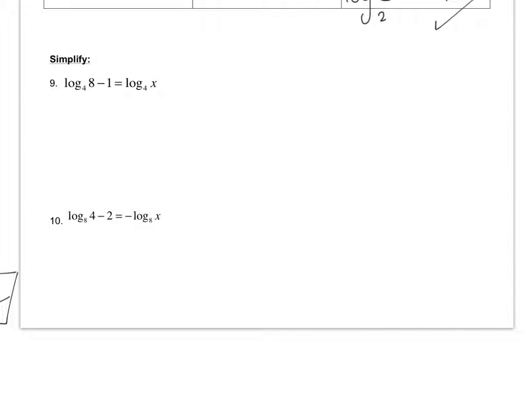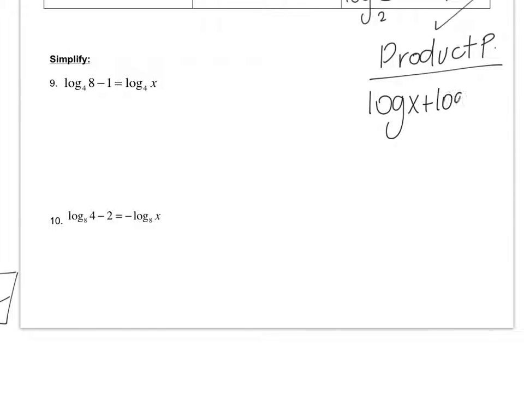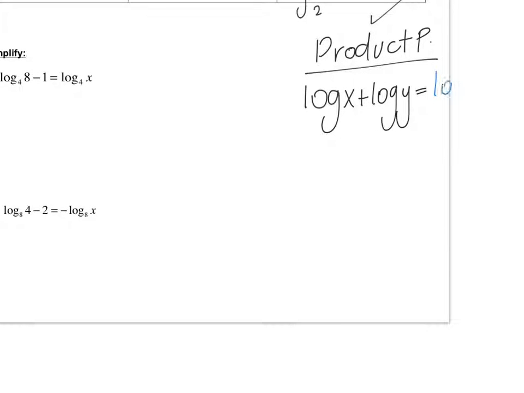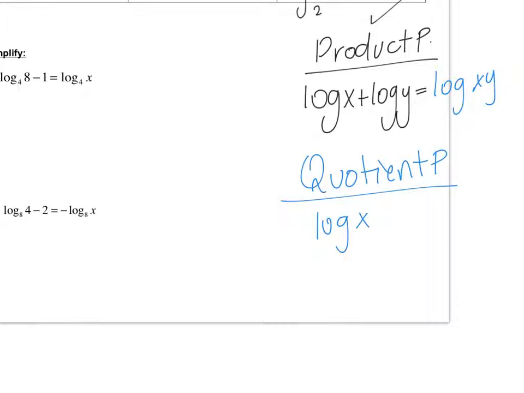So you need to remember all the log properties that we have learned before, and there are basically 3 of them. Let's write them down. The product property. What does the product property say? If you are adding log x plus log y, then you can condense those two logs into log of x times y. The quotient property tells you if you are subtracting two logs, log x minus log y, then you can condense them into log of x over y.